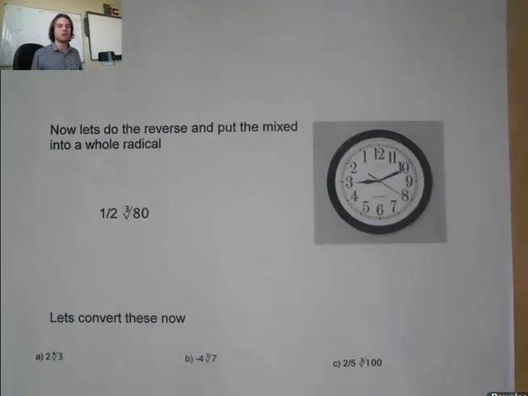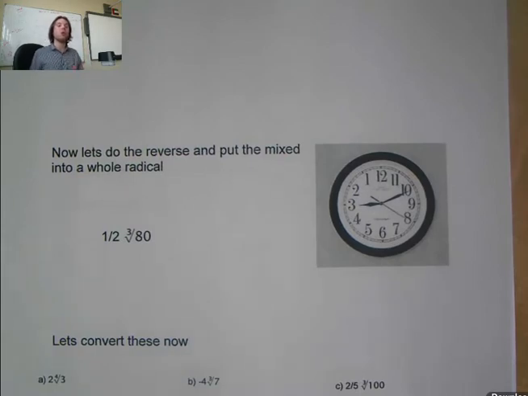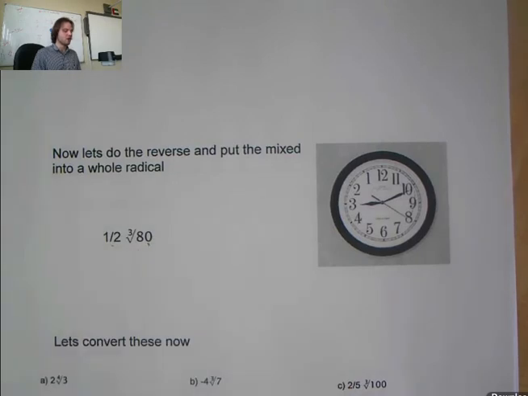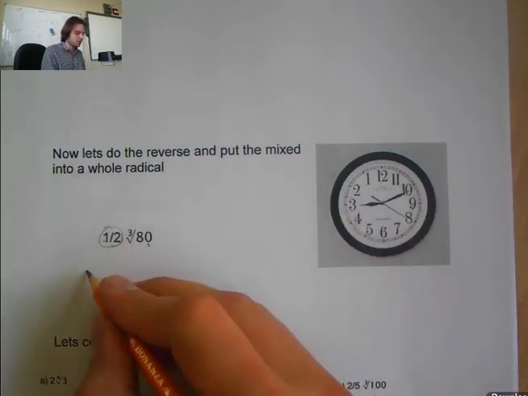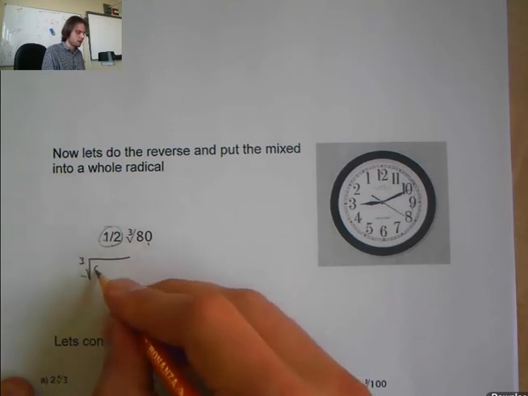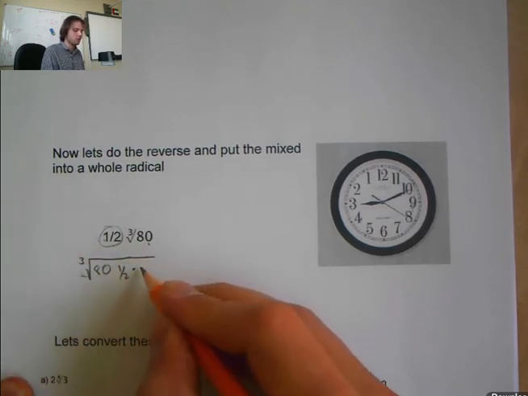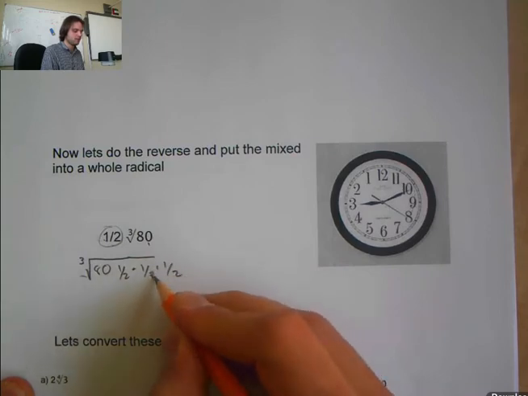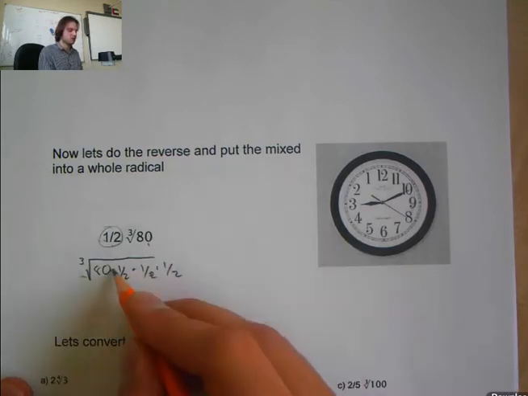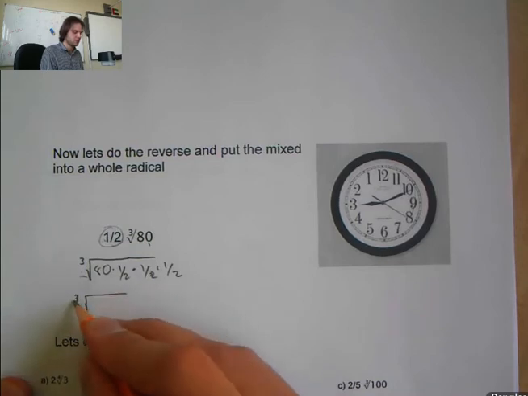So now let's try the reverse. We're going to put mixed radicals into whole radicals. So now we're going the reverse. It's like going clockwise, now we're going counterclockwise. So 1/2 into there. Well, this is saying we took out 3 halves. We need 3 halves being multiplied in. We know for a cube root, we need 3 of these put into the house, so I'm going to have the cube root of 80 multiplied by 1 over 2, multiplied by 1 over 2, multiplied by 1 over 2. Which gives me 1 over 8, and multiplied by 80 is going to be 10. So it gives me the cube root of 10.